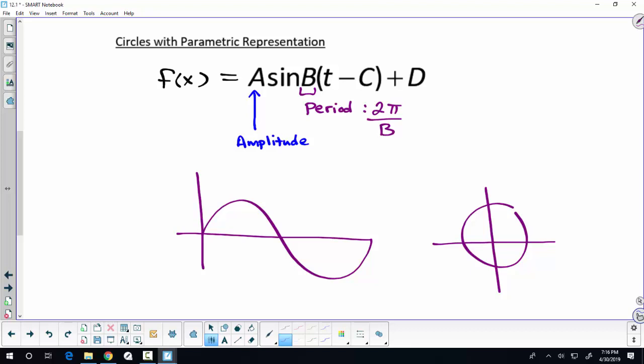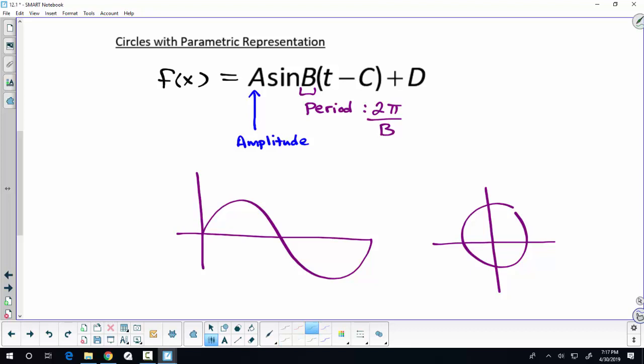Right. So how much of the circle is generated? If this is 1, it's just the sine of t minus c. We have a full circle generated after 2 pi units, right? But if this is the sine of 2 times t, then we have a full circle generated in pi units. We'll just make note of that, but it does affect how much of the circle is given.